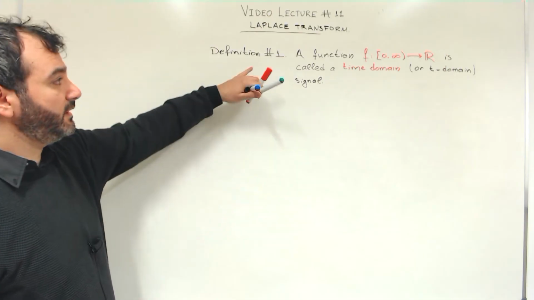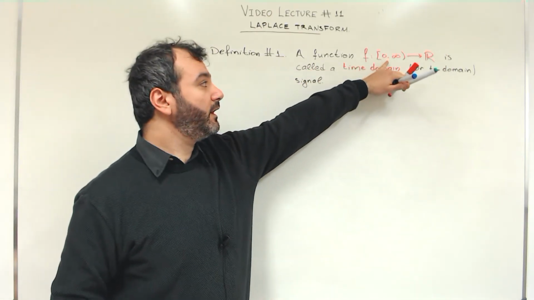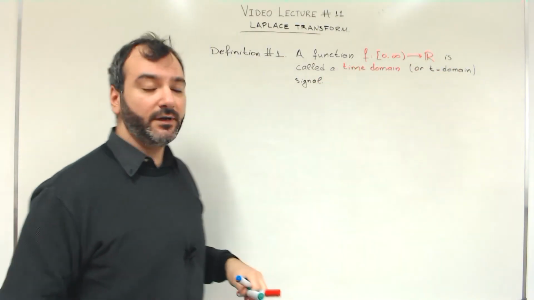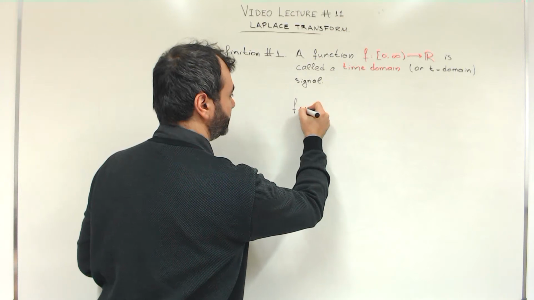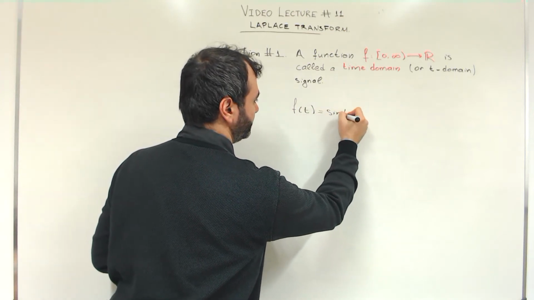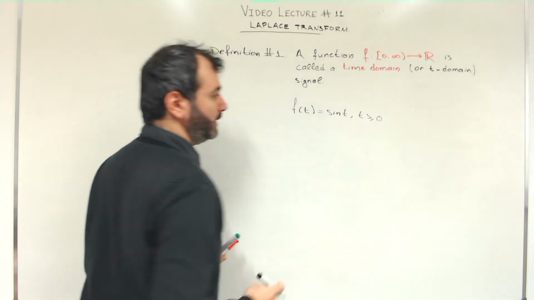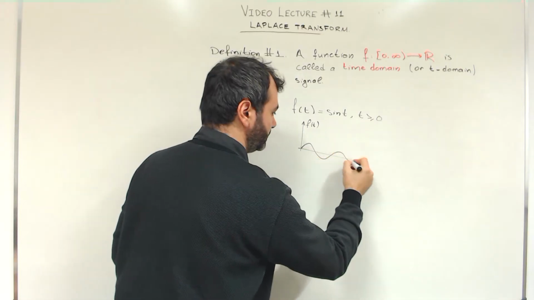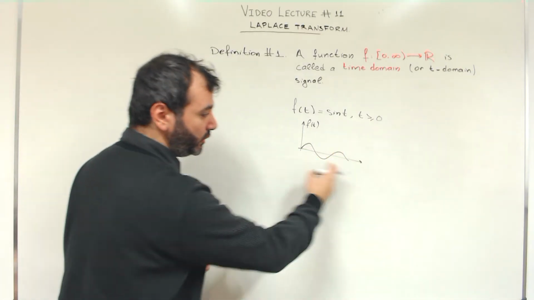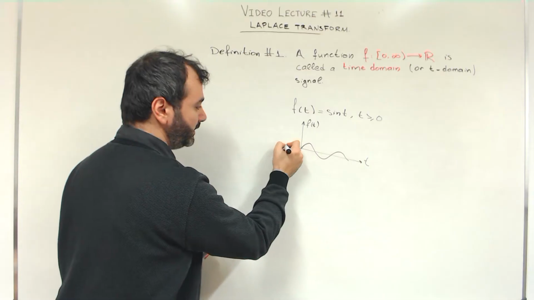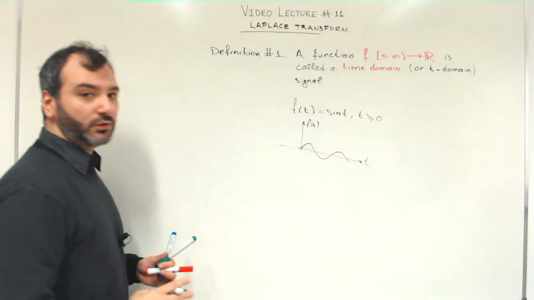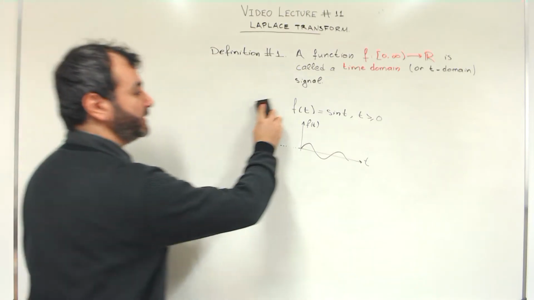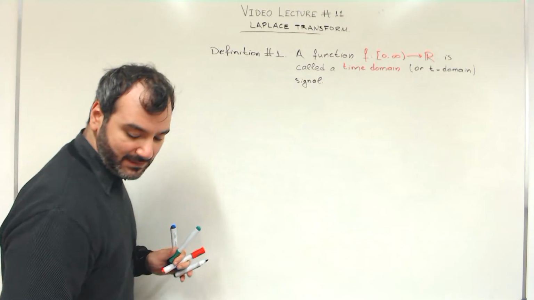So first things first, a function f from the non-negative real numbers to the real numbers is called a time domain function. For example, this function is a time domain function, a t domain function. It is defined only for non-negative times. It is not defined here. Such functions are called time domain functions. And some of these functions have a Laplace transform.